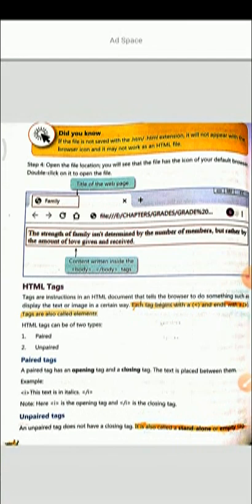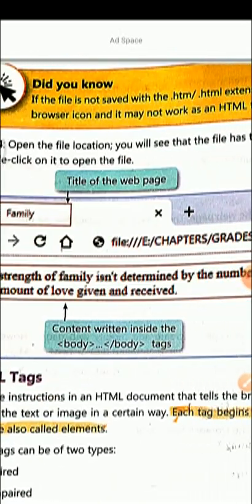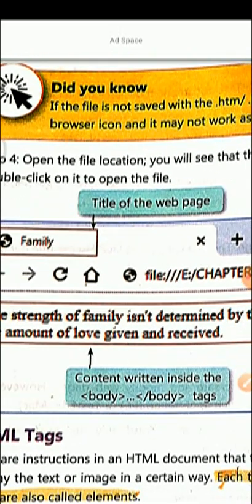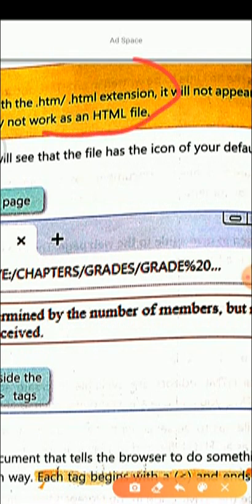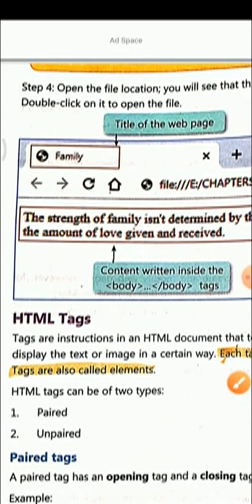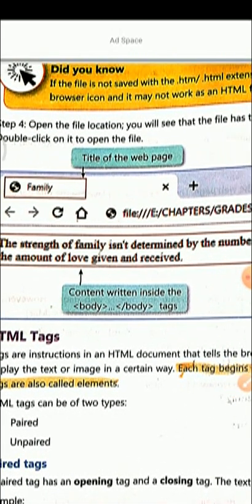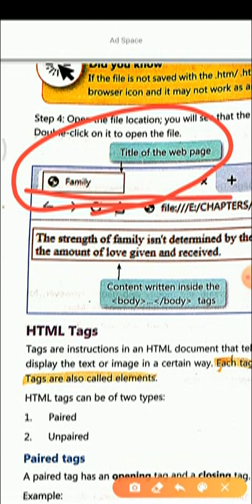Now go to the next page and see what they are telling us. Wow, did you see? It's the most important thing which I have just told you. If the file is not saved with .html, it will not open in a web browser. So the file must be saved with the .html extension. Now here is the pictorial presentation of our file. See, the thing which we have mentioned in the title tag will be displayed in the title bar. This is the title bar of a web page or any window in your computer.